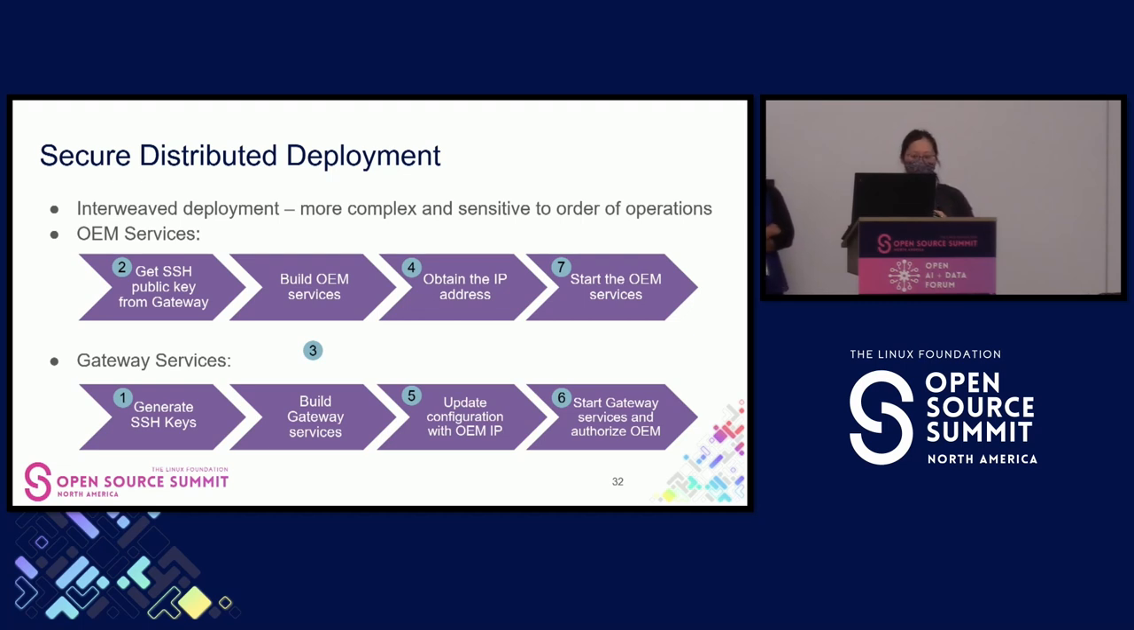Number four would be to grab the IP address from the OEM side. And number five is to update the configuration with that OEM IP address. And then six, we'll start our gateway services and authorize the OEM before finally being able to start number seven, start the OEM services and get everything up and running. So once everything's up and running and talking to each other, we're ready to process images.